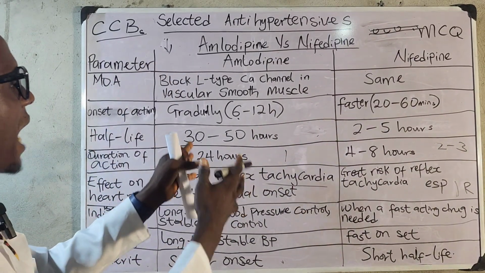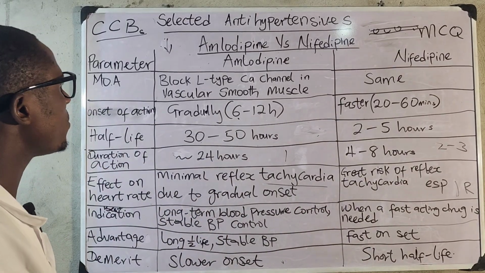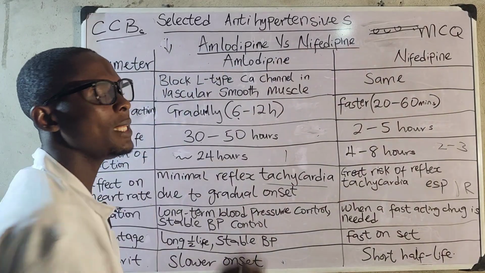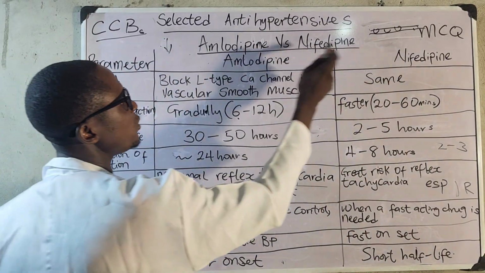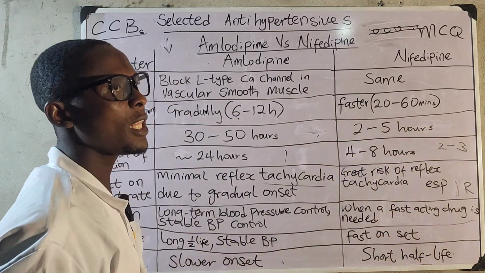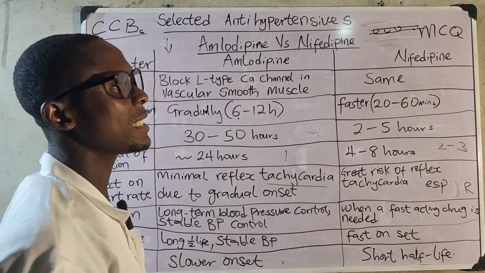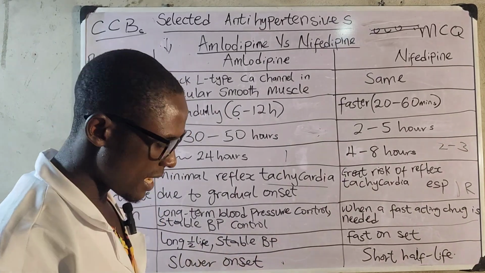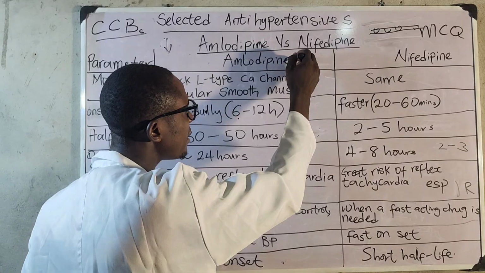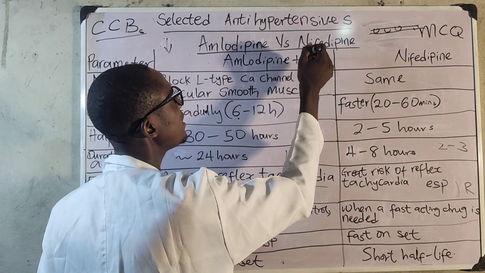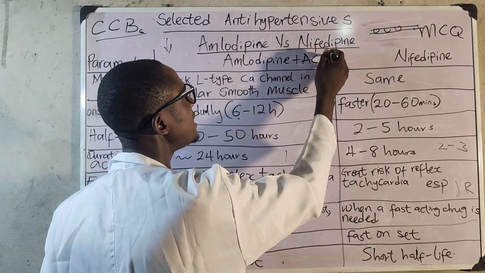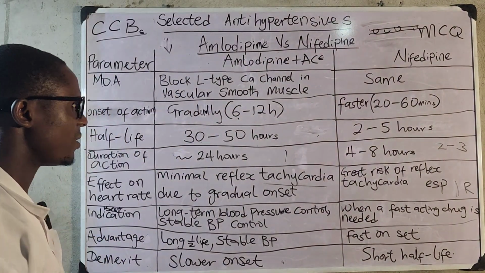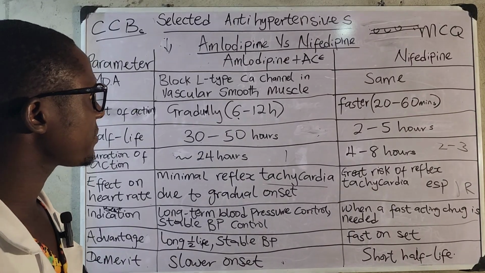Like, I did not talk about their adverse effects or side effects. There are some side effects it has. I did not talk about what to do if amlodipine is failing, because most people think that once amlodipine fails, you go back to nifedipine. No, the most appropriate thing to do when the effect of amlodipine is not enough is to add another class of antihypertensive like the ACEs, angiotensin converting enzyme inhibitors, like lisinopril.